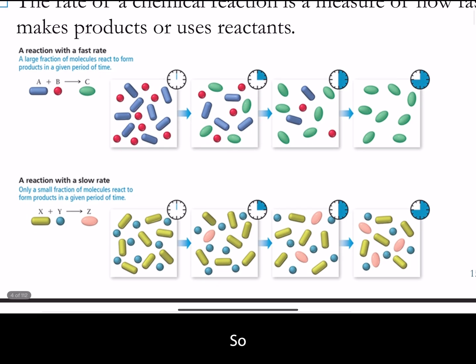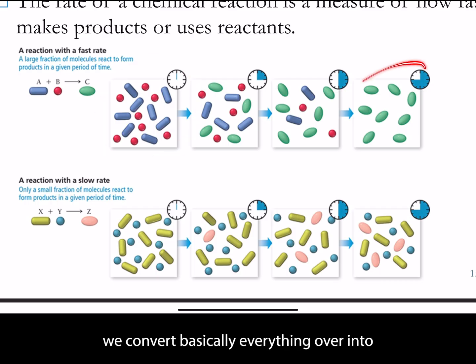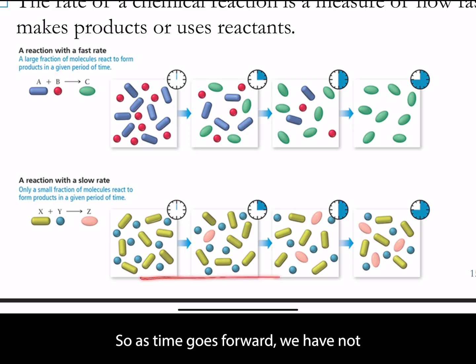So it's a little bit late to the game. I was trying to make a visual of this, but reaction with a fast rate. So we've got these two things on the sort of same clock. We can see that in the sort of 4 cycles of time for that top one, we convert basically everything over into the products. But for the reaction on the bottom, that happens at a slower rate. So as time goes forward, we have not everything converted in that same amount of time.